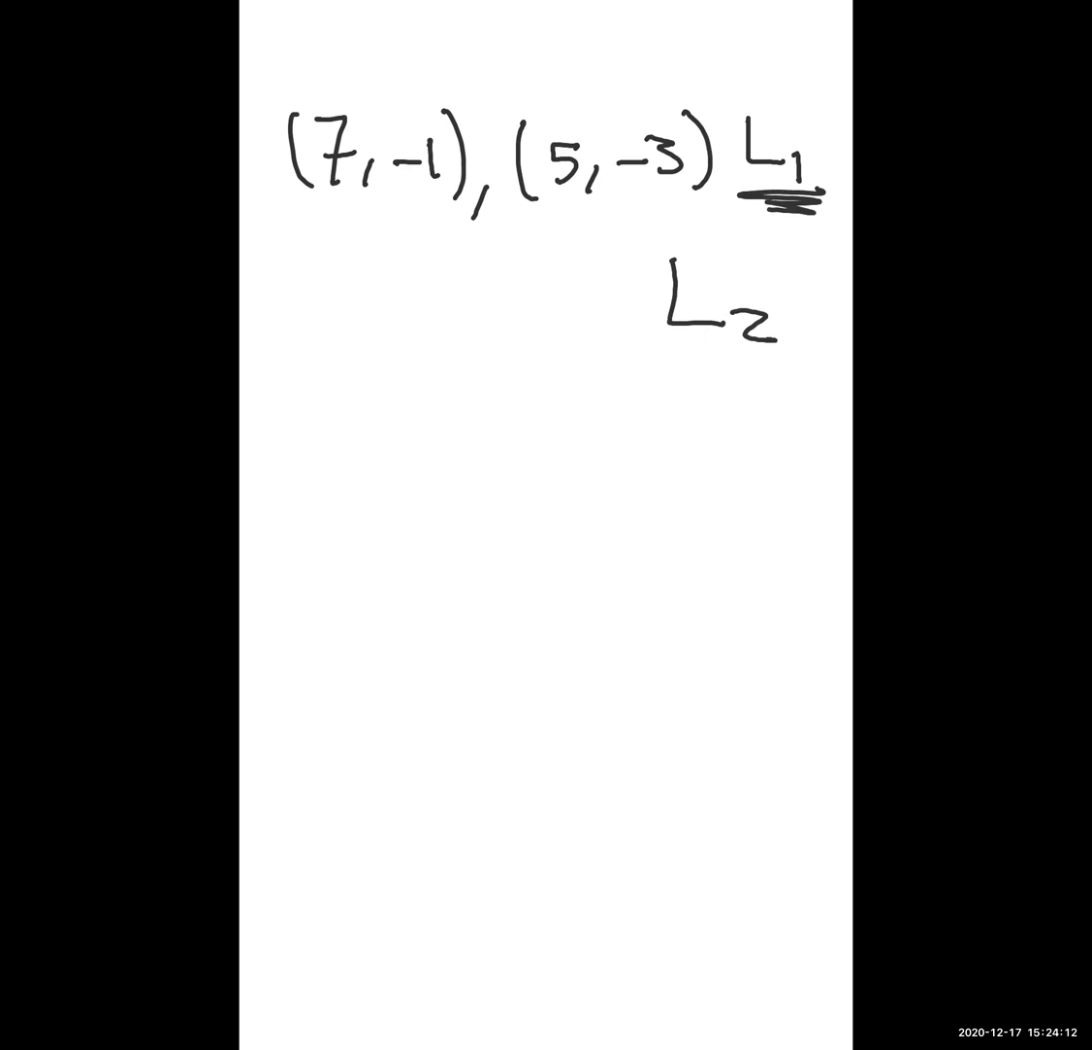Prove that the straight line which passes through the two points (7, -1) and (5, -3) is perpendicular to the straight line which makes with the positive direction of the x-axis an angle of measure 135. So this is line 1, and line 2 has one angle on the positive direction, which is theta, of course, equals 135 degrees.